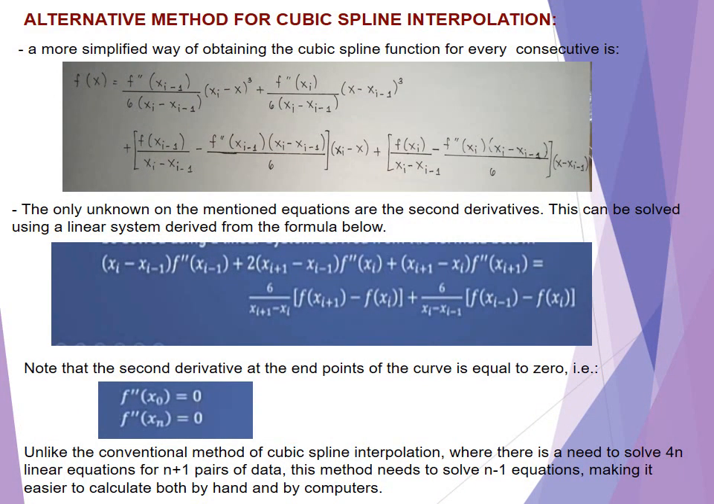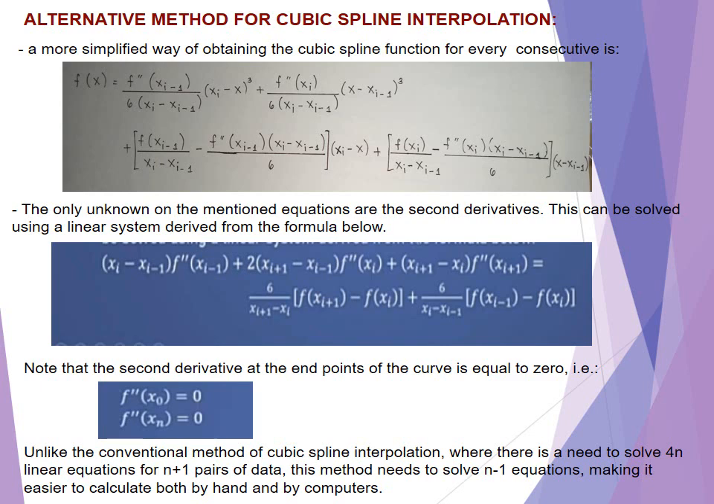Next, let's talk about the alternative method for cubic spline interpolation. It is a more simplified way of obtaining the cubic spline function for every two consecutive points. Here is the formula. The x values are usually given, and the only unknowns we need to find are the second derivatives. As what I've said, the only unknowns in the mentioned equations are the second derivatives. This can be solved using a linear system derived from the formula below.